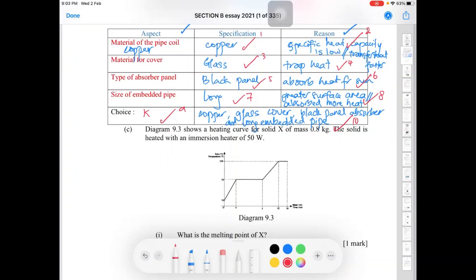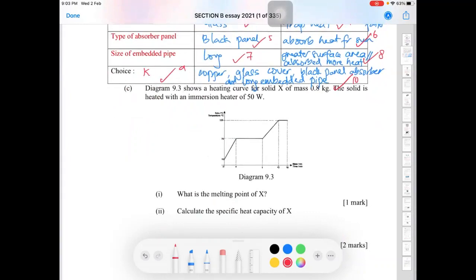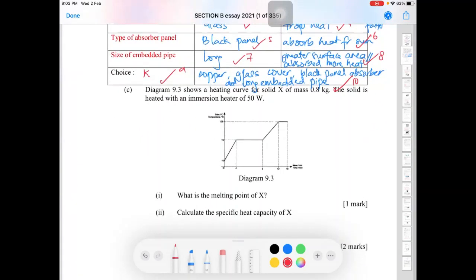Alright. So seterusnya C. This is your calculation question. Okay. So calculation question. Dia cakap sini. Diagram 9.3 shows a heating curve for solid X of mass 0.8 kg. Jadi kalau heating curve dia naik. So kalau dia cooling curve dia akan turun macam ni. Dia akan patah balik macam ni ya. Dia akan turun.